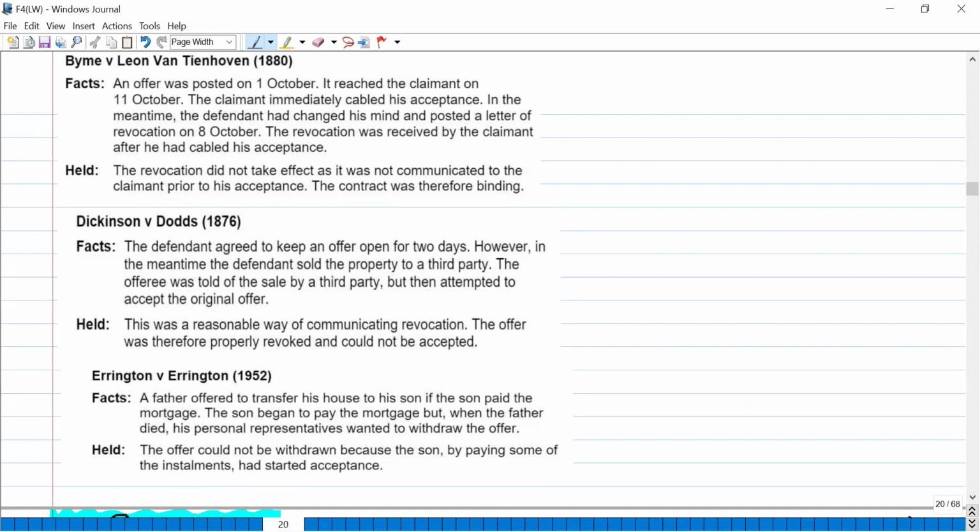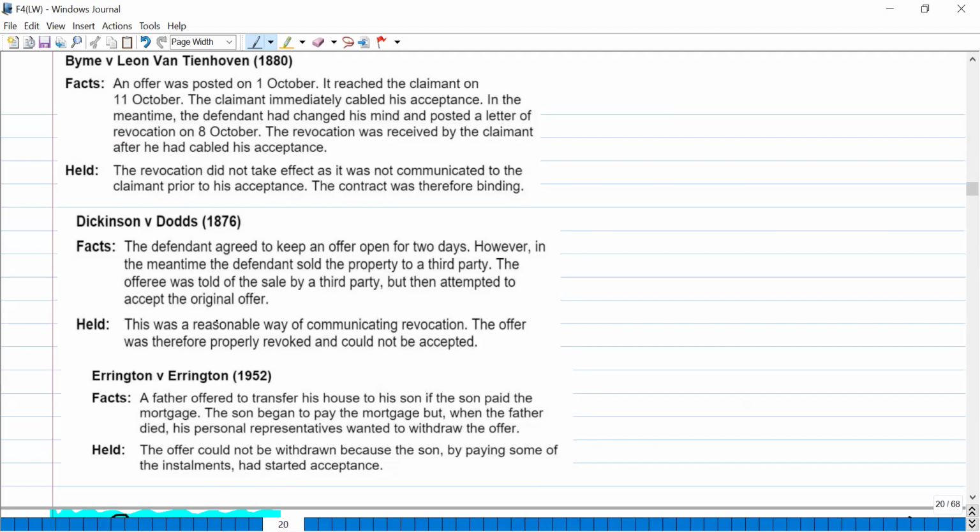Okay. There was another case here. The defendant agreed to keep an offer open for 2 days. However, in the meantime, the defendant sold the property to a third party. The offeree was told of the sale by a third party, but then attempted to accept the original offer. So the defendant made an offer to someone and promised that he would keep the offer for 2 days, but in those 2 days he sold that property. The offer was about property.